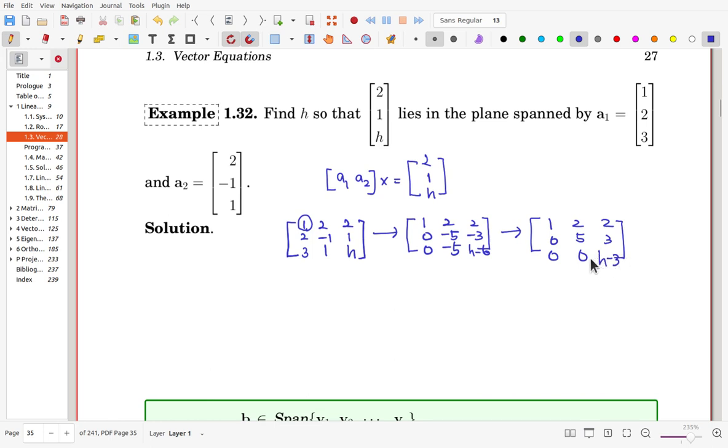In order for this system to have a solution, this must be 0, right? If it is non-zero, then 0 equals a non-zero number, so it is impossible. So it must be 0. That means that h must be 3. That's the answer for the problem.